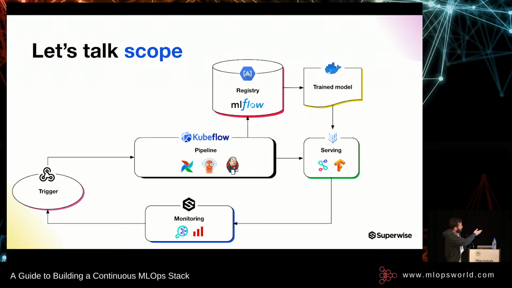So just the images here are for the pipeline. You can use Jenkins, Airflow, and Argo. Argo is used under the hood in Kubeflow, one of my favorites. MLflow for a registry, Docker image for the trained image.